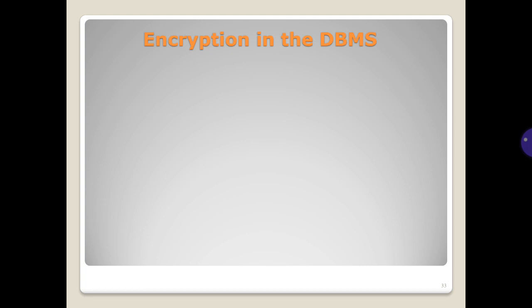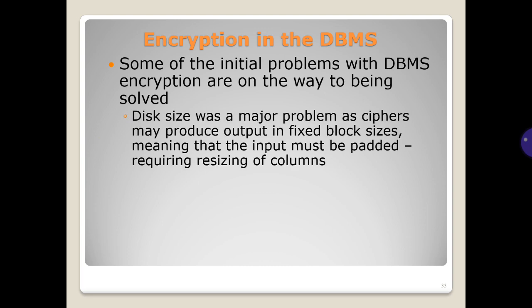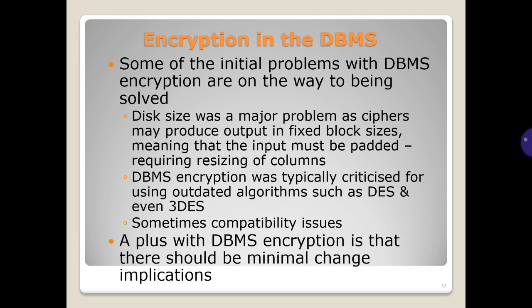Encryption in the DBMS. Some of the initial problems with DBMS encryption are on the way to being solved. Disk size was a major problem as ciphers may produce output in fixed block sizes, meaning that the input must be padded, requiring resizing of columns. DBMS encryption was typically criticized for using outdated algorithms such as DES or even 3DES, and sometimes compatibility issues. A plus with DBMS encryption is that there should be minimal change implications.